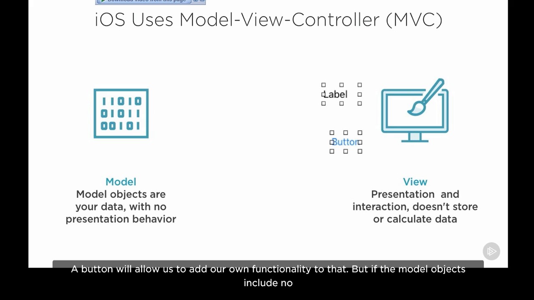But if the model objects include no functionality about how they're presented, and the view objects include no functionality about what data they show, how do we connect one to the other?